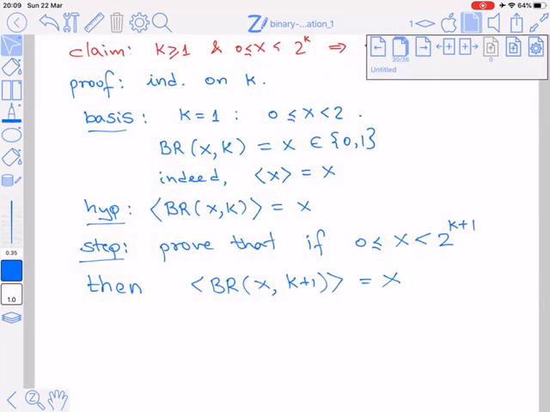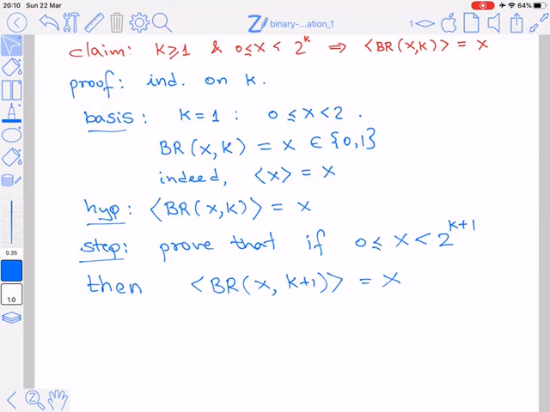We now want to prove the correctness of the algorithm. Namely, if k is greater or equal to 1 and x is greater than or equal to 0 and strictly less than 2 to the k, then the string which is computed by the algorithm binary representation with parameters x and k represents in binary representation the value x. How do we prove this claim? The proof is by induction on k.